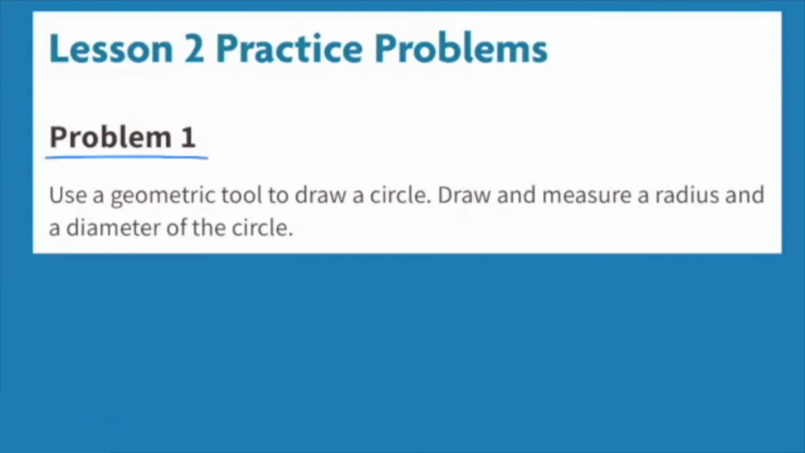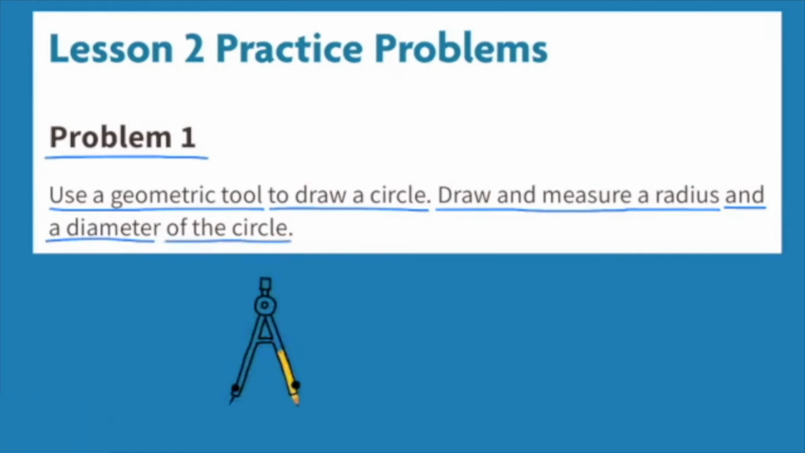Problem number 1. Use a geometric tool to draw a circle. Draw and measure a radius and a diameter of the circle. One geometric tool that you could use is called a compass, and you can use this compass to draw a circle. Imagine that this was a perfect circle. This would be the diameter, and let's say it measures 2 inches. Since the diameter measures 2 inches, that would mean that the radius would measure 1 inch.